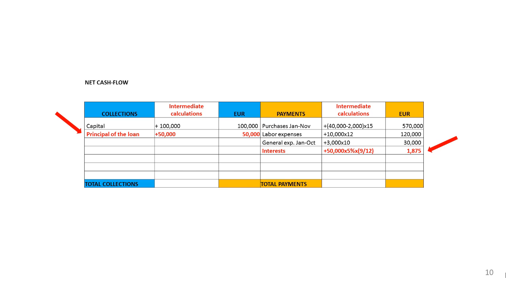We therefore record both the collection and the payment on the cash flow table. We also show the intermediate calculations for the collection of the principal, even though they are obvious. It's a good way to strengthen the operating procedure that we are using to deal with this type of case.